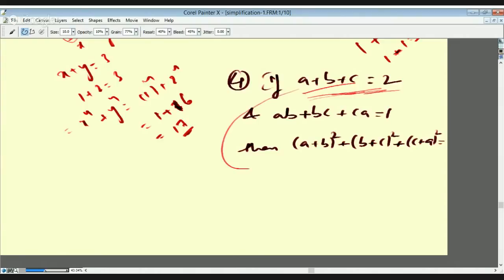If a plus b plus c is equal to 2, try to take some a is equal to something, b is equal to something and c is equal to something, so that it meets this condition as well as this condition.